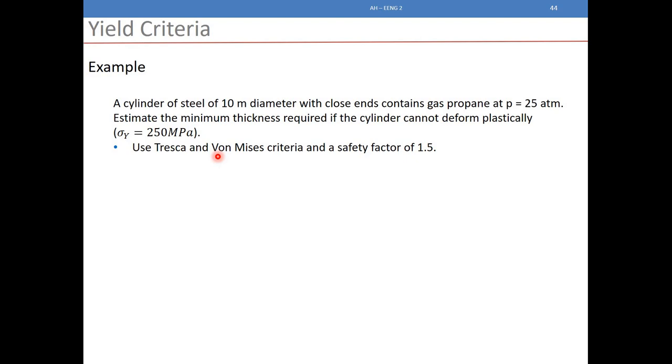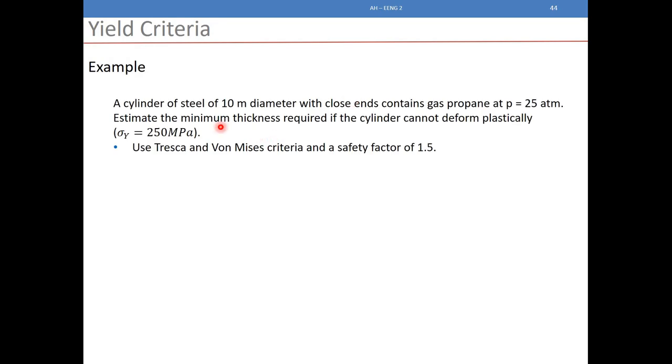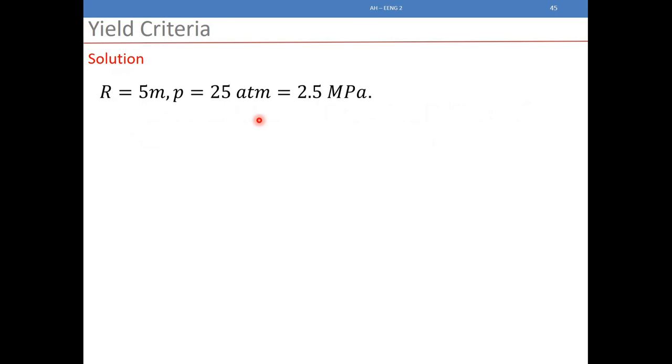The first part, we need to find the stress state in the wall of the cylinder. That's the first point to do. How do we find the state of stress? We know the diameter is 10 meters, so the radius is 5 meters. The pressure inside is 25 atmospheres, so let's convert it to megapascals and keep all the units in megapascals, so when we compare later we don't have any problem. So 20.5 megapascals.